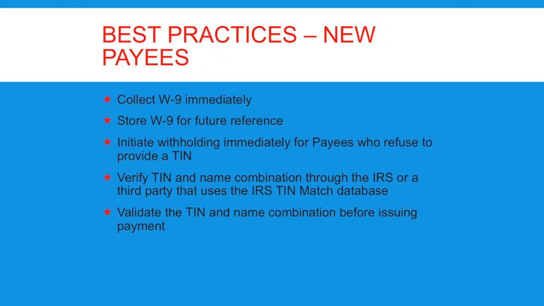Also, if you are working with a vendor who says, no, I'm not going to give you my social or my EIN, I'm not giving you anything like that, start that backup withholding. Withhold the 28% from their pay because otherwise you could be on the hook for that backup withholding that you have potentially failed to withhold from that recipient. And then validating the taxpayer identification number and name through that IRS database before issuing the payment. It's just always a good thing to make sure that everything is squared away with your data.